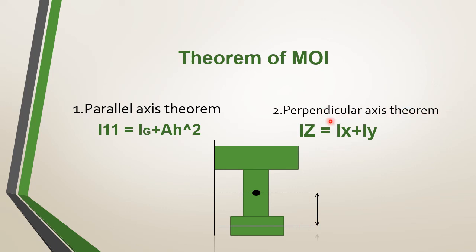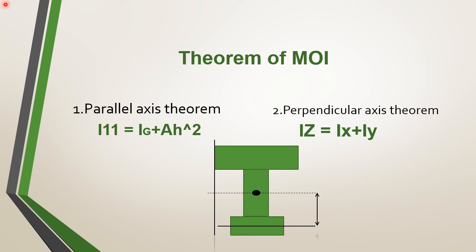And for the perpendicular axis theorem, the formula for finding the moment of inertia is Iz is equal to Ix plus Iy. This equation is applied to any two axes, and one of the axes must be the centroidal axis only. The parallel axis theorem is also called the transfer formula. And in the perpendicular axis theorem, the moment of inertia of the area about an axis perpendicular to the plane, this z axis, is called the polar moment of inertia.